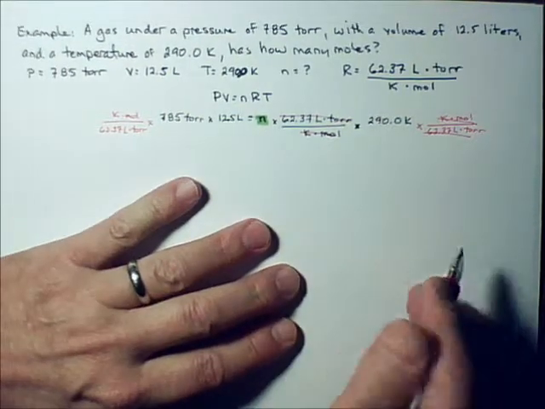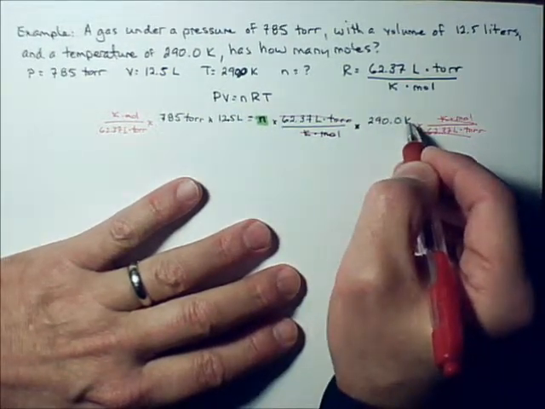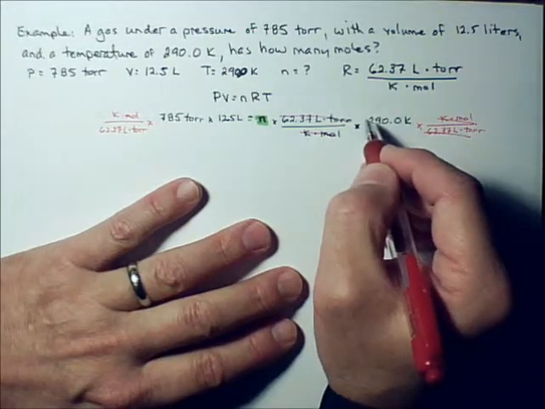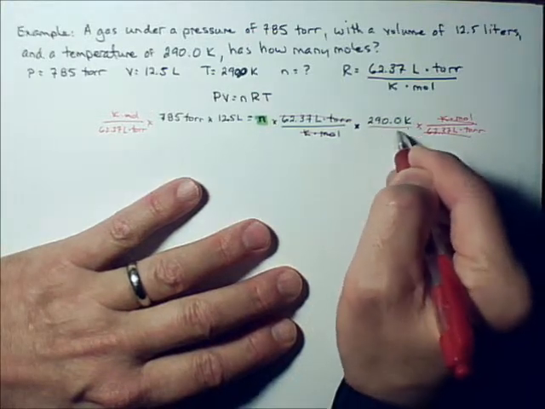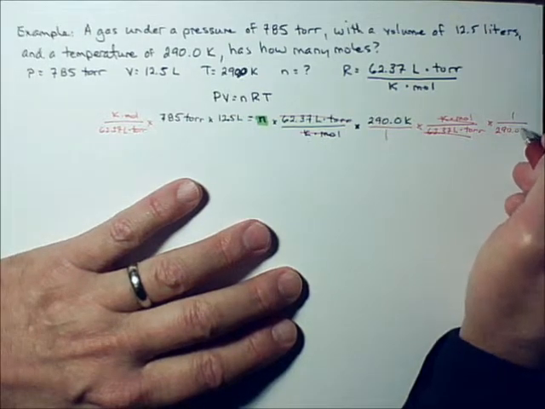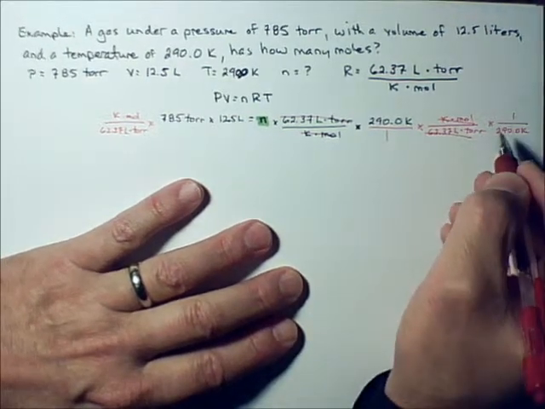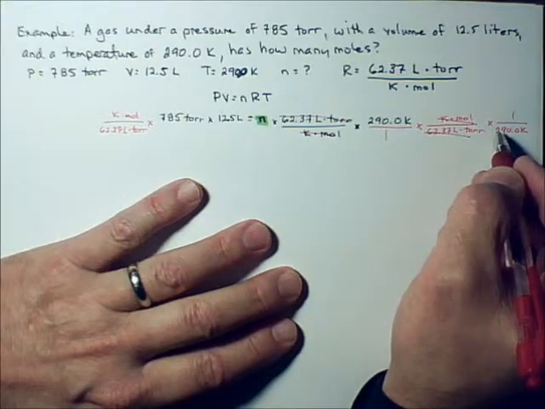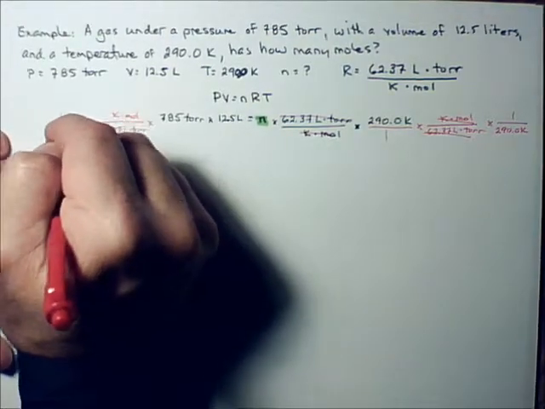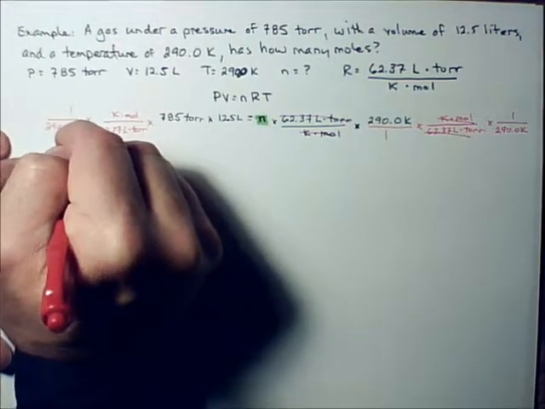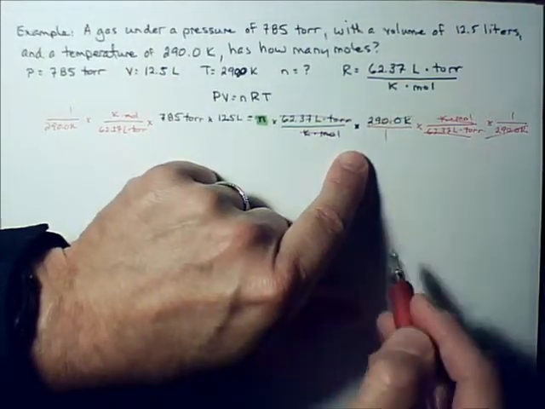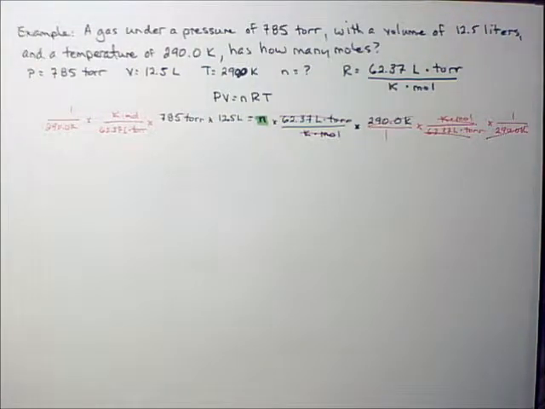We also have to get rid of this. How do we get rid of this part? We can multiply by 1 over that, either one. 290.0 K. If I do it to this side, fill in the blank, guys. If I do it to this side, I've got to do it to the other side: 1 over 290.0 K. Now I can go over here and cancel this out, and lo and behold, I've got N by itself.